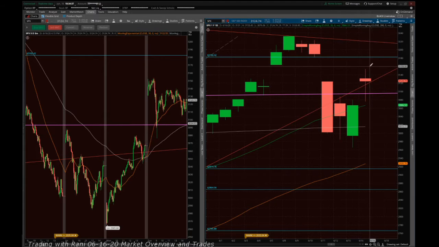If it does show some resistance here, I'll be looking to fade that move to the downside. So I'll be looking to sell some ETFs or buy some put options in order to take advantage of a short move or a retracement back down a little bit, either to this purple trend line or lower. But right now, since it has moved above the more recent trend line, it could potentially go a little higher, and that's what I'll be seeing.